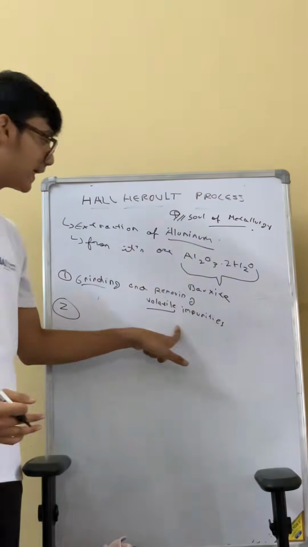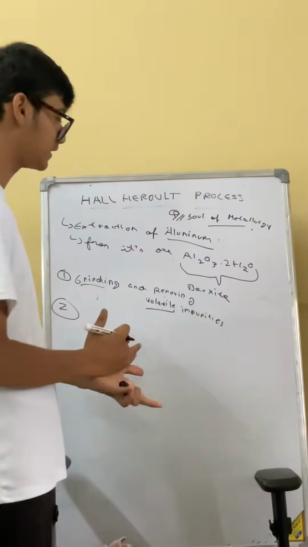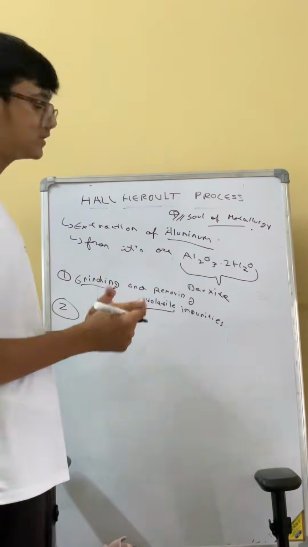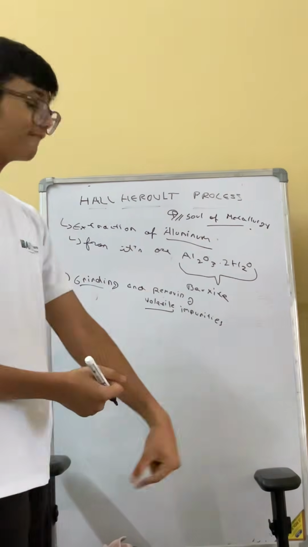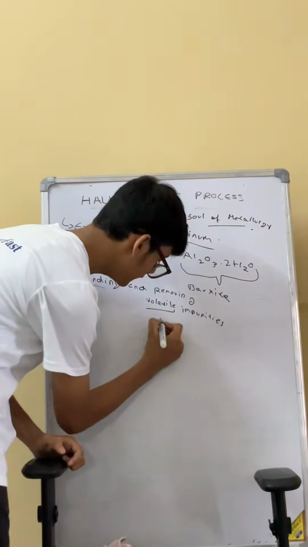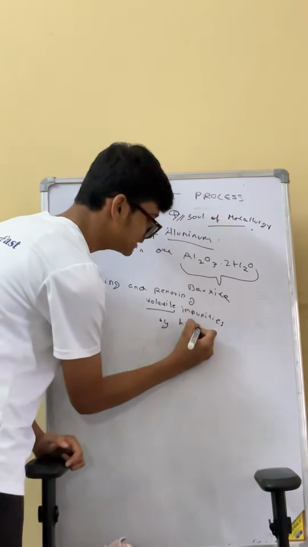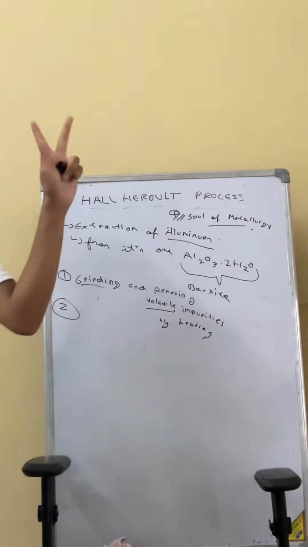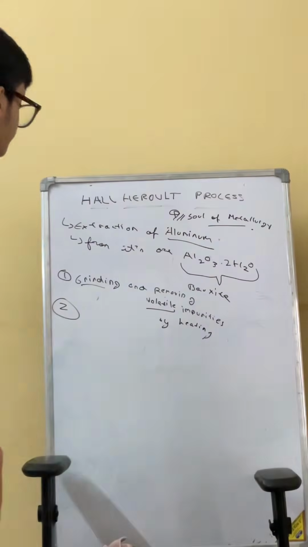So when we have done that, we have increased the surface area of bauxite. We have broken it into pieces, which increases surface area, and we have removed volatile impurities. How? By heating it a little bit, not a lot, just a little bit, so that these volatile impurities can get removed.